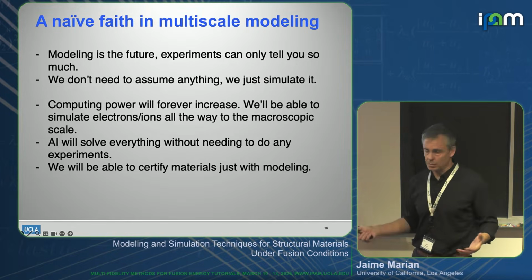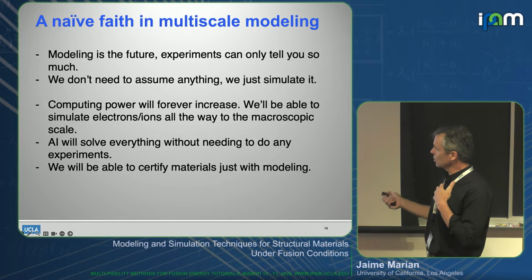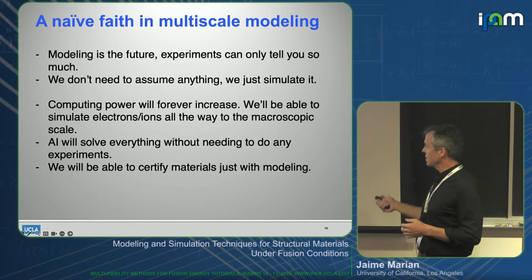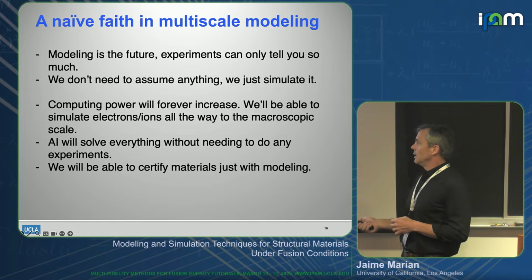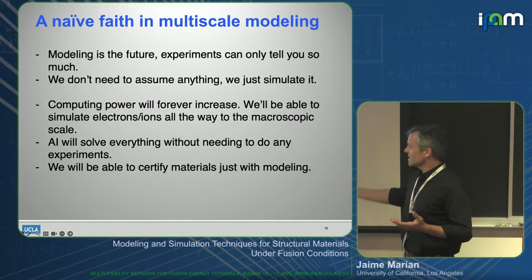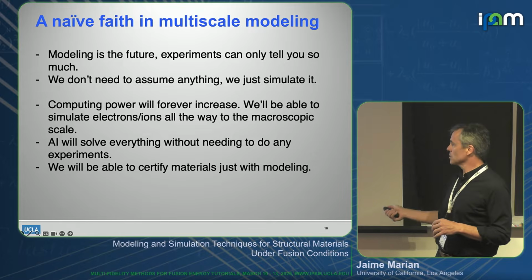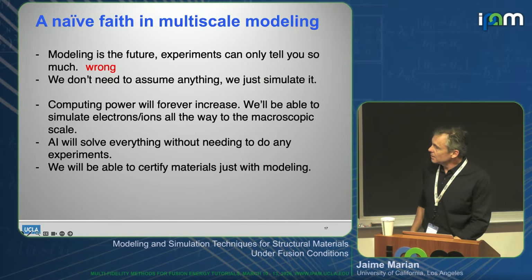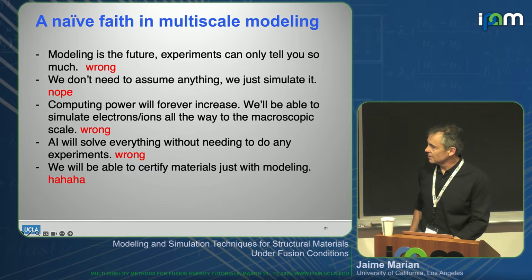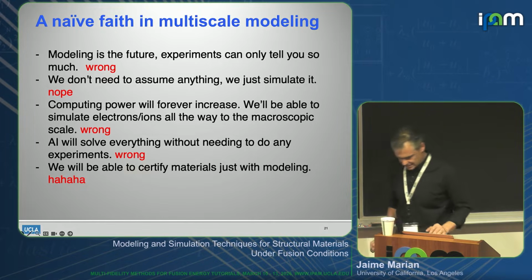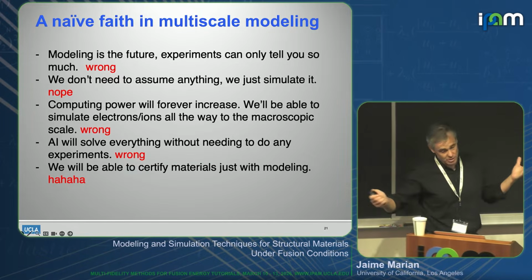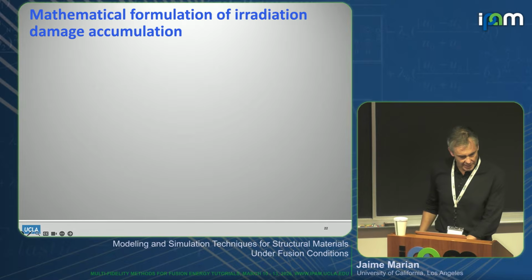Just simulate it from the laws of quantum mechanics. Computing power will forever increase, right? Moore's law. We can simulate electrons and ions all the way to the macro scale. AI, if we miss any of these, AI will solve everything, and we will be able to certify materials just with modeling." And I'm happy to see you guys laughing, because wrong, nope, wrong, yes, laugh. Okay, not even close in any of these. This is not going to happen, unfortunately.